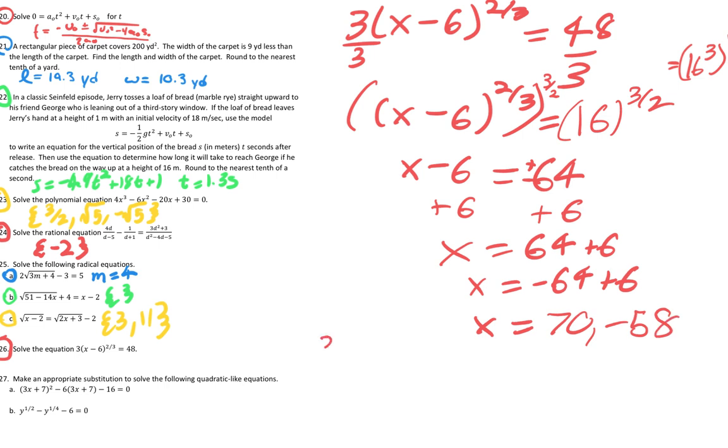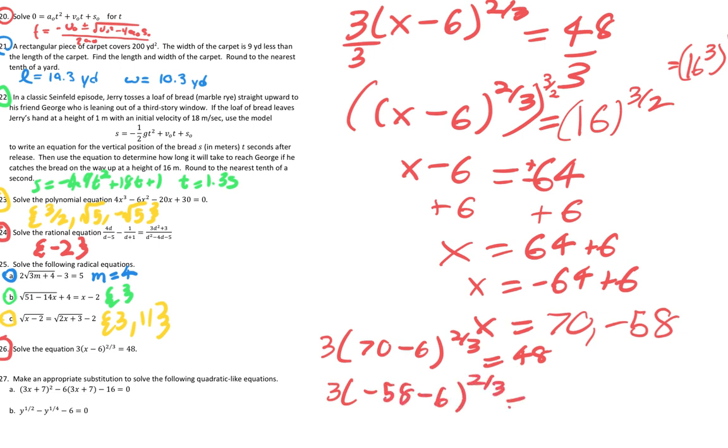So now we're going to have to go back through and check that. So we're going to have 3 times (70 minus 6) to the 2/3 is equal to 48. And then 3 times (negative 58 minus 6) to the 2/3 is equal to 48. So for both of them, we get 48 is equal to 48. So we know that x can be 70 and negative 58.